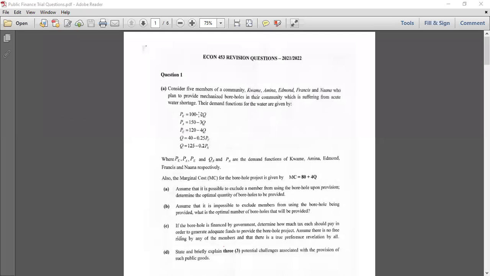He equated the individual. Please, can you mute yourself?